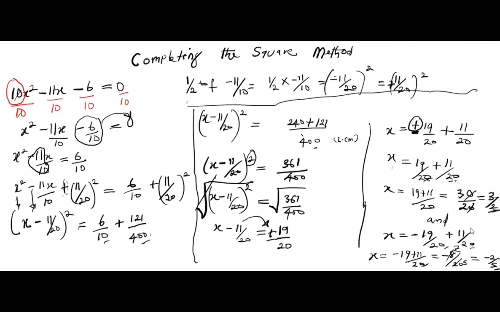So we have our x equals 3 over 2, and our x equals negative 2 all over 5. Those are the two values of our x. All right.